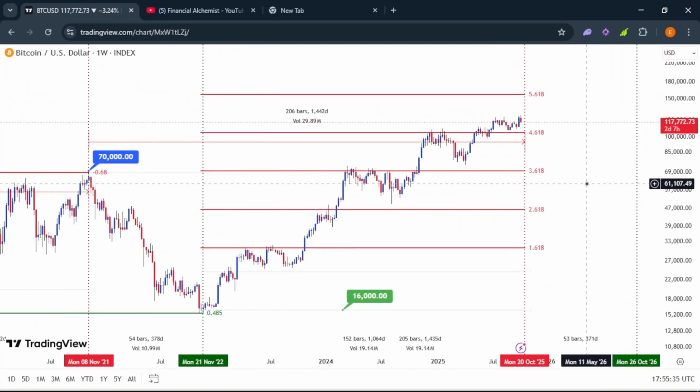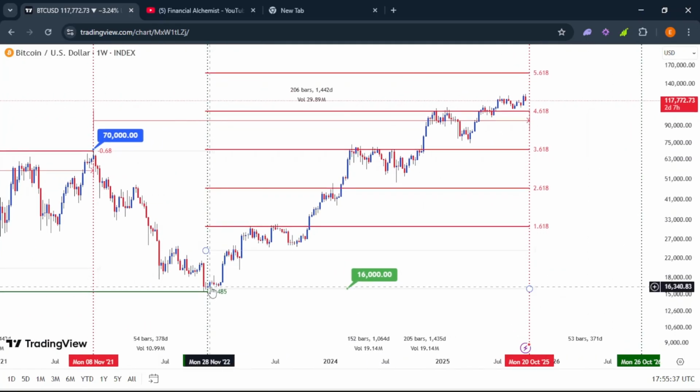This is something I noticed. So from the low to the next resistance level was a Fibonacci level. The next one was also Fibonacci. Similar thing here, similar thing here. So continuing this trend, it's likely we come over here, which is about 160,000.